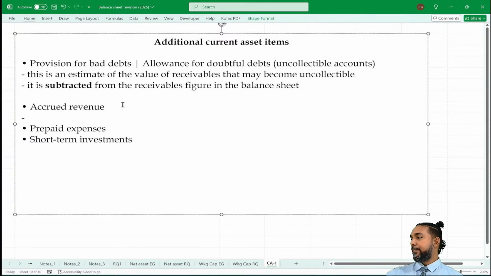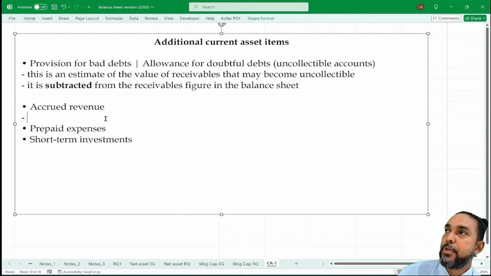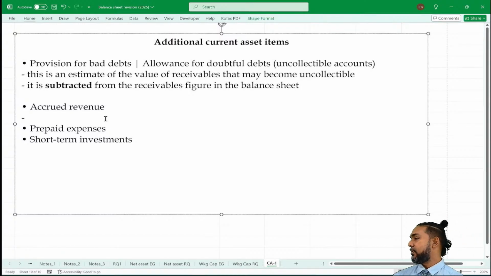Now, of course, I'm going to give you a kind of layout that you could follow, right? But I want to explain things to you before. Accrued revenue. Now, we know of accrued expense. What is an accrued expense? Unpaid or owing at the end of a period.